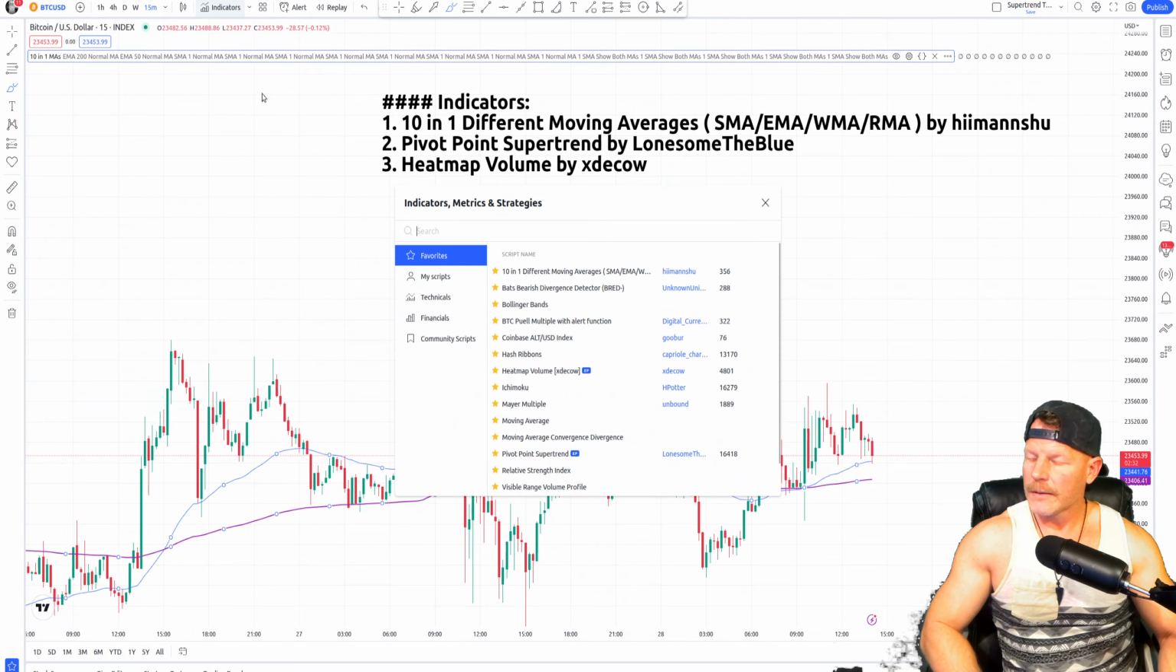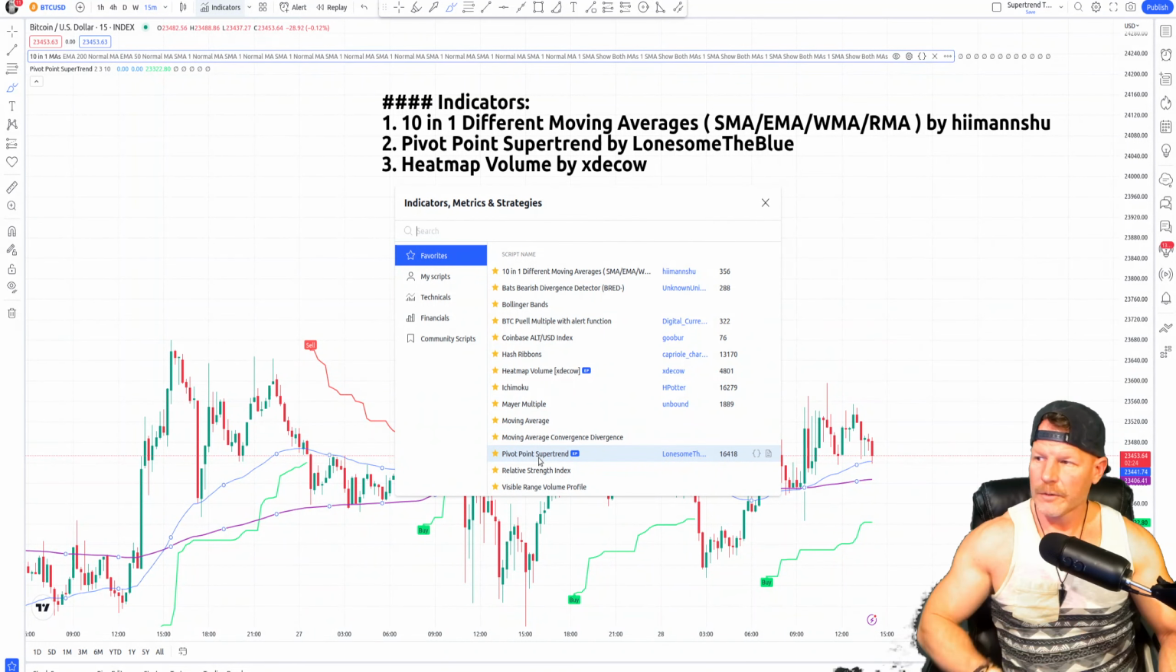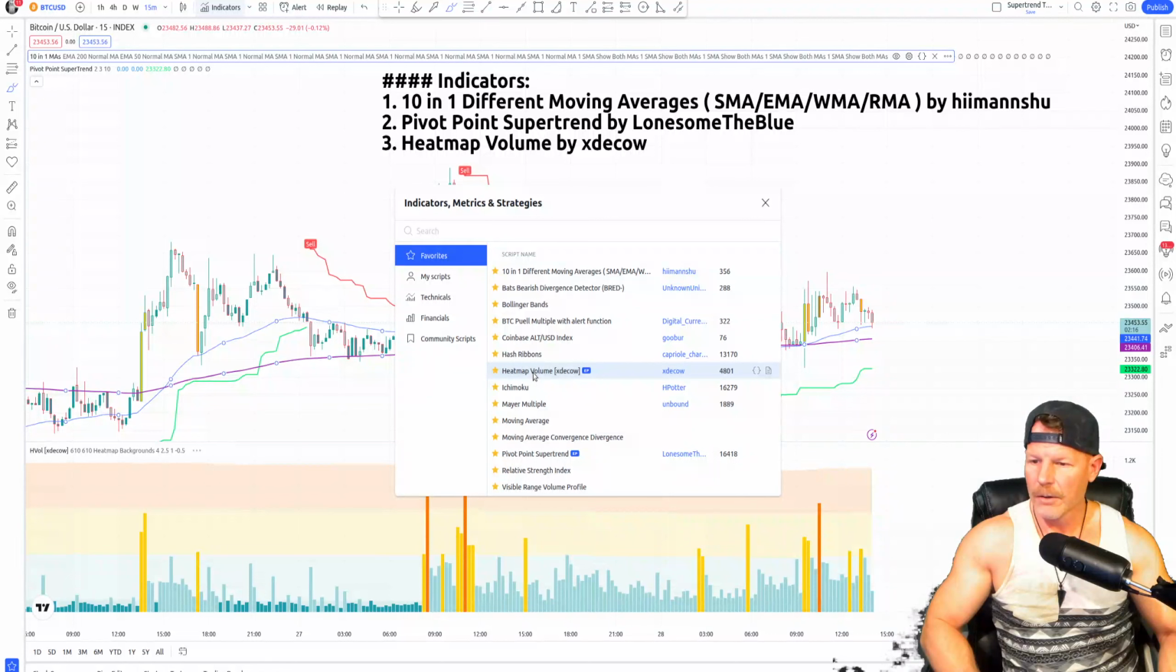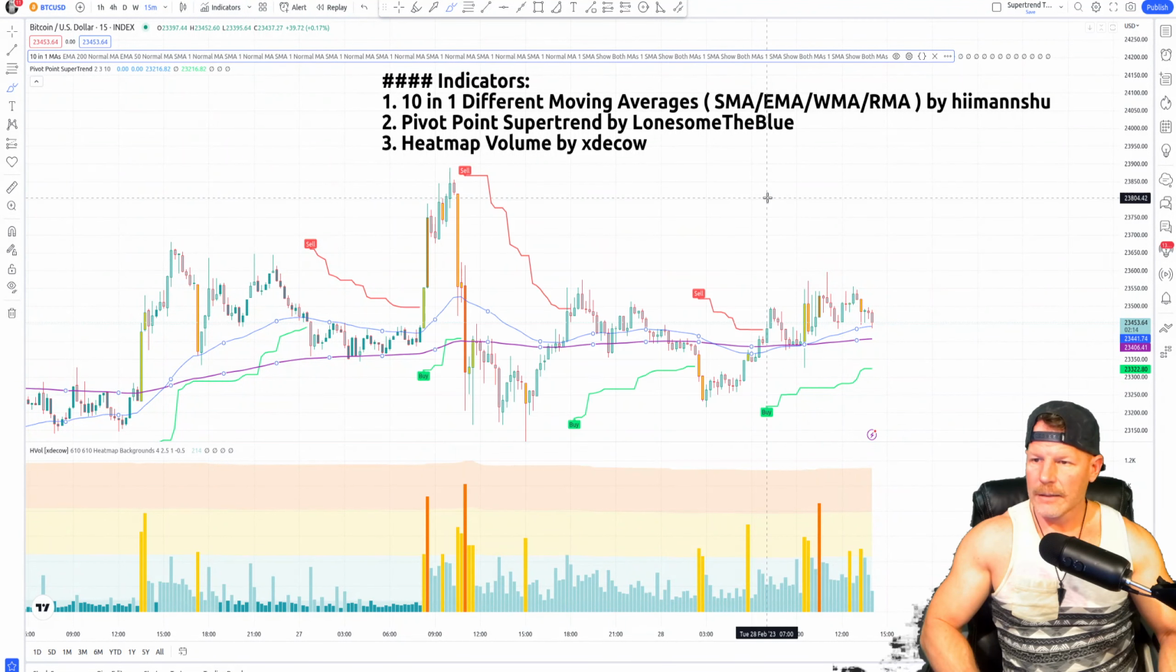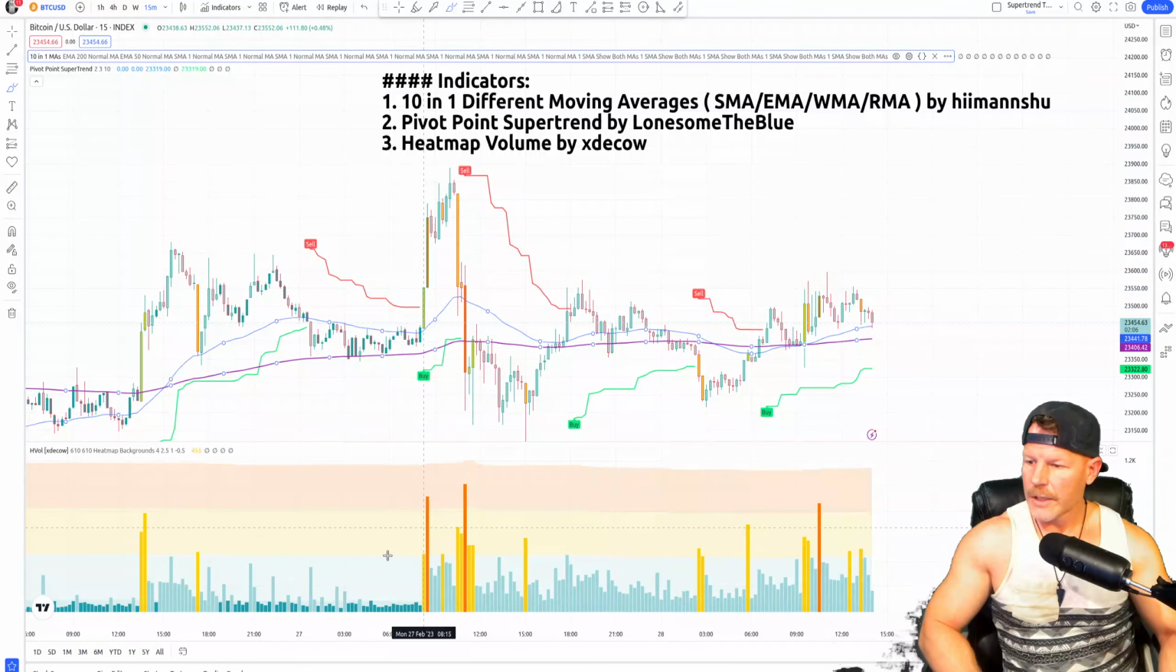Again, I've added this to my favorites, so it's already there. On this particular indicator, we are not going to change any of the parameters or variables, just leave it as it is. So let's go ahead and add that third one right away. This is the Heatmap Volume by xdecow. And once that's done, I'll leave my indicators up there just in case you guys want to pause the video, make note of that, or take a screenshot.